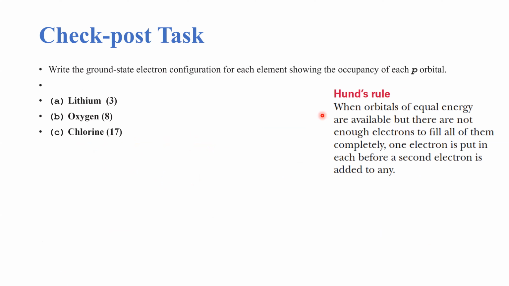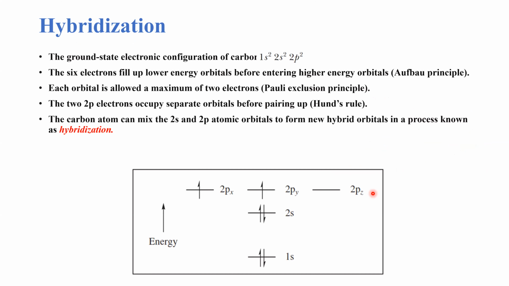One rule is the Aufbau principle, which says that low energy orbitals will be filled first and then high energy ones. And Hund's rule states that when orbitals of equal energy are available, but there are not enough electrons to fill all of them completely, one electron is put in each before a second electron is added to any. So you have to do that task, and then we will move forward to hybridization.